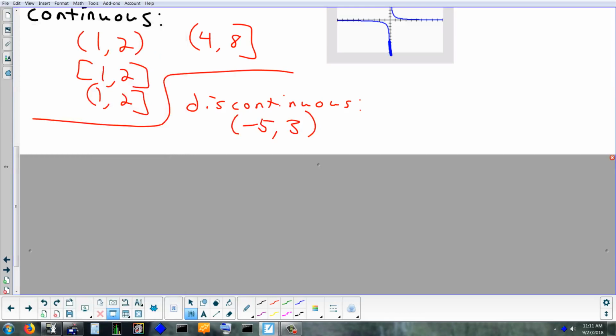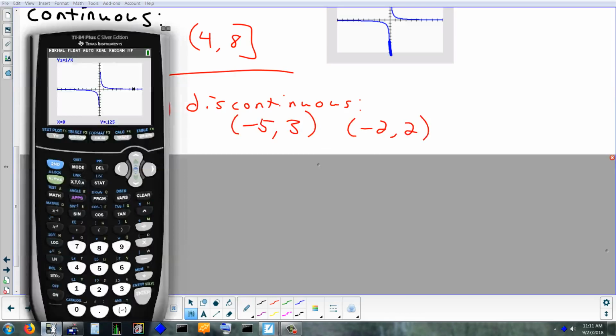Could somebody give me one more? Yep. -2 to 2. So we'll say -2 to 2. For this particular graph, what's the key? If you want to make sure you have a discontinuous interval, you have to pass through what x value?